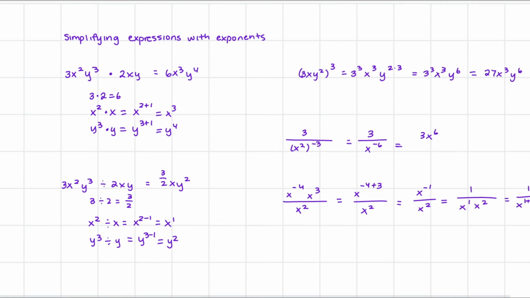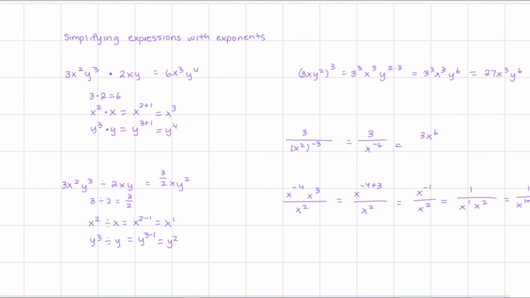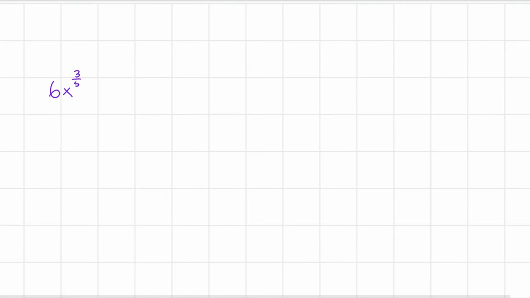Now let's try something a little harder. If you have 6x raised to the power of 3 over 5 times y all over 2 times x to the power of 2 over 5 times y to the power of 1 over 5, what would it be?